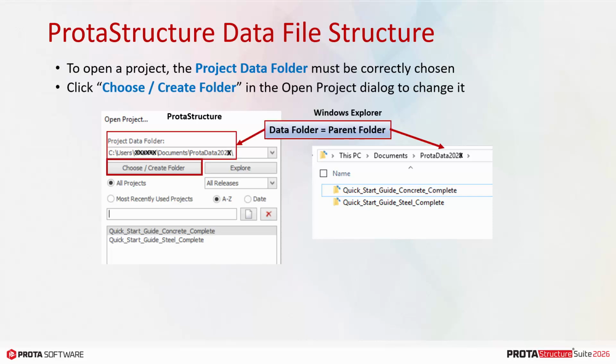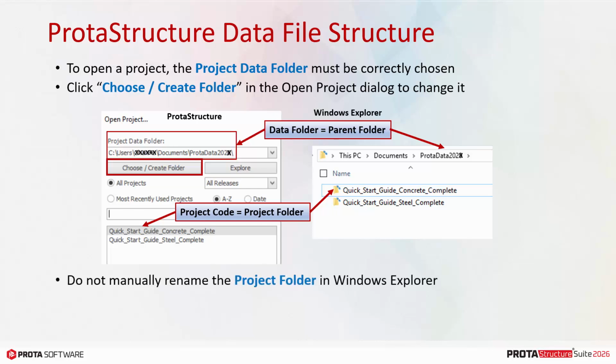The default project data folder in ProtaStructure is always ProtaData, plus a postfix of the release version number. In this parent folder, 2 default Quick Start Guide project folders are created. Notice that the project name is exactly the same as the folder name in Windows Explorer.